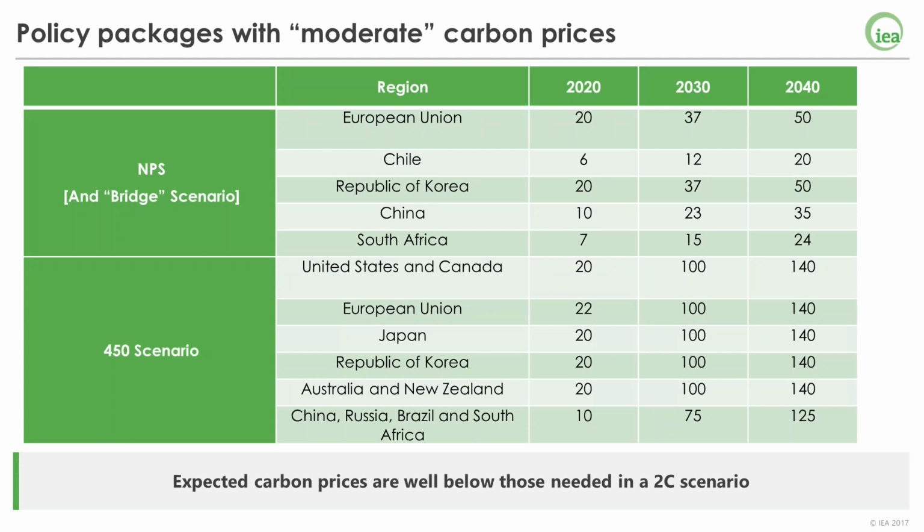In a scenario consistent with keeping the temperature rise to 2 degrees, prices are $100 in 2030, rising to $140 in 2040. And while these scenarios are from a 2015 report, so not the very latest IEA carbon price numbers, we do use these scenarios because they give a better demonstration of the effect of a carbon price than some of the latest analysis.